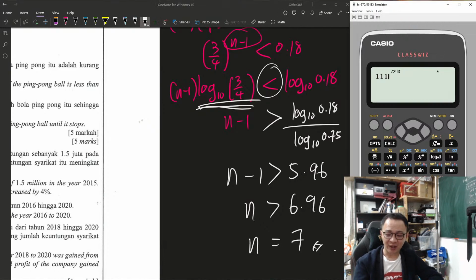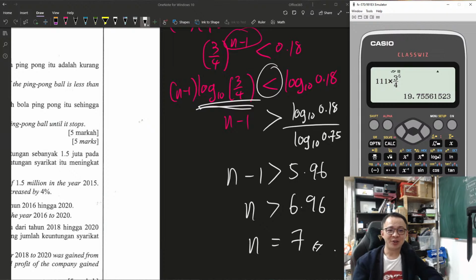A is 111, multiply r, 3 over 4, to the power of n minus 1, right? If n is 6, 6 minus 1 is 5. You can see at this time it's still more than 20, 26. But if I change this one to the power 6 here, you can see it already starts to be less than 20. So the first time it starts to be less than 20 is when n equals 7.